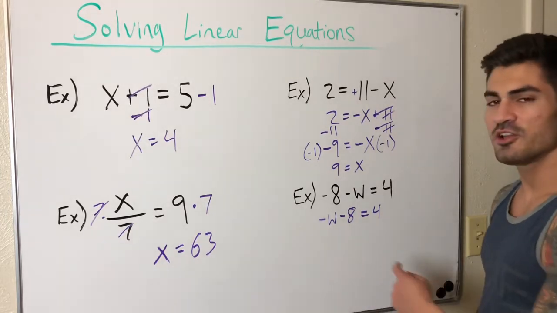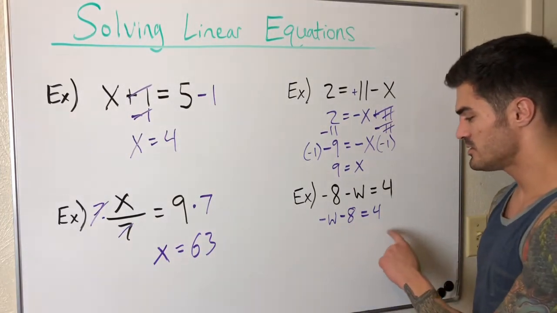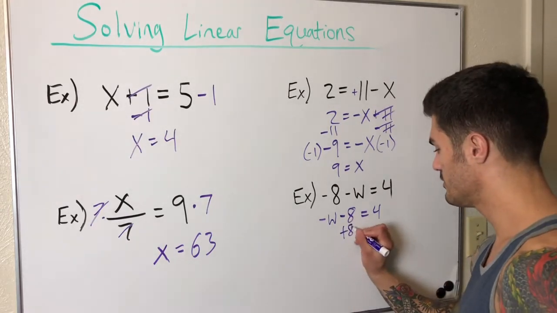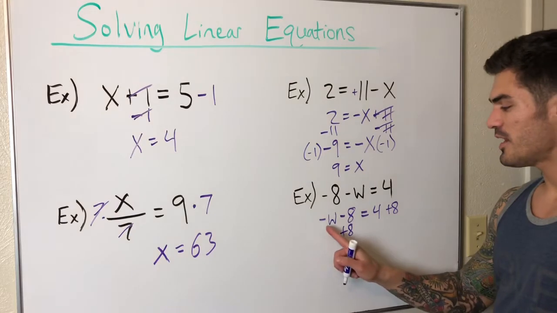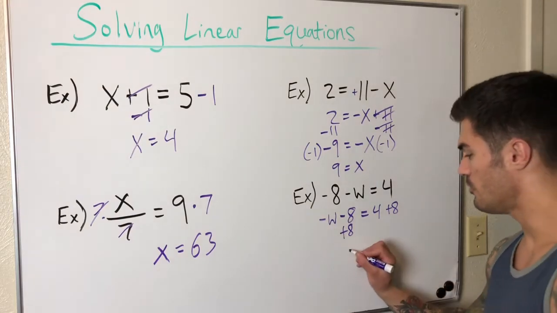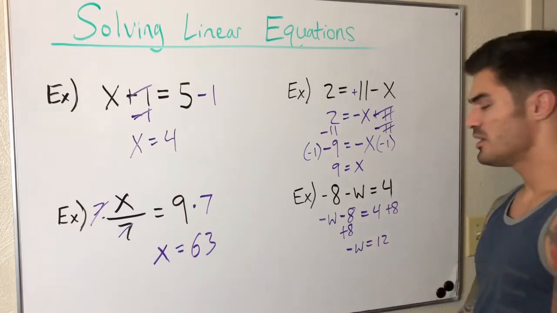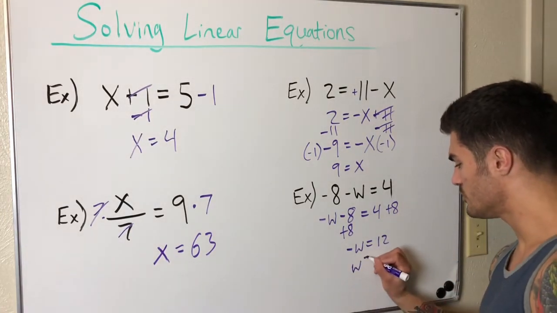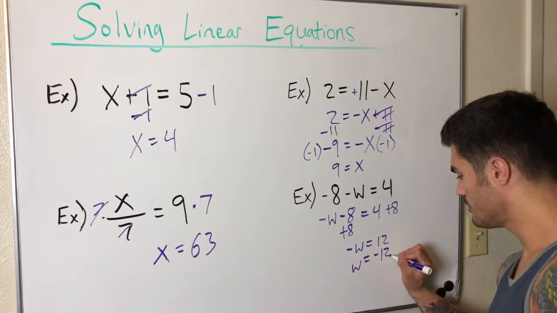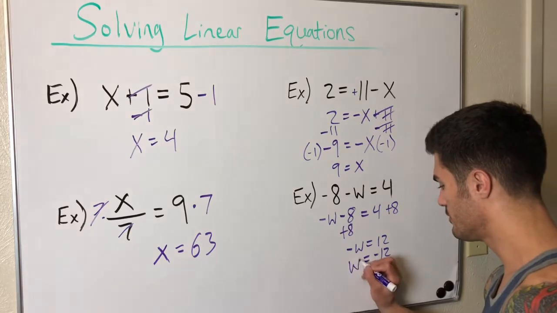Now it's a little bit clearer to see that we've got to get rid of that 8, so we're going to add 8 to both sides. Plus 8, plus 8. And so now I have negative w equals 12. And if I multiply both sides by negative 1, I get w equals negative 12. Sorry about that, it's a little crooked. W equals negative 12.